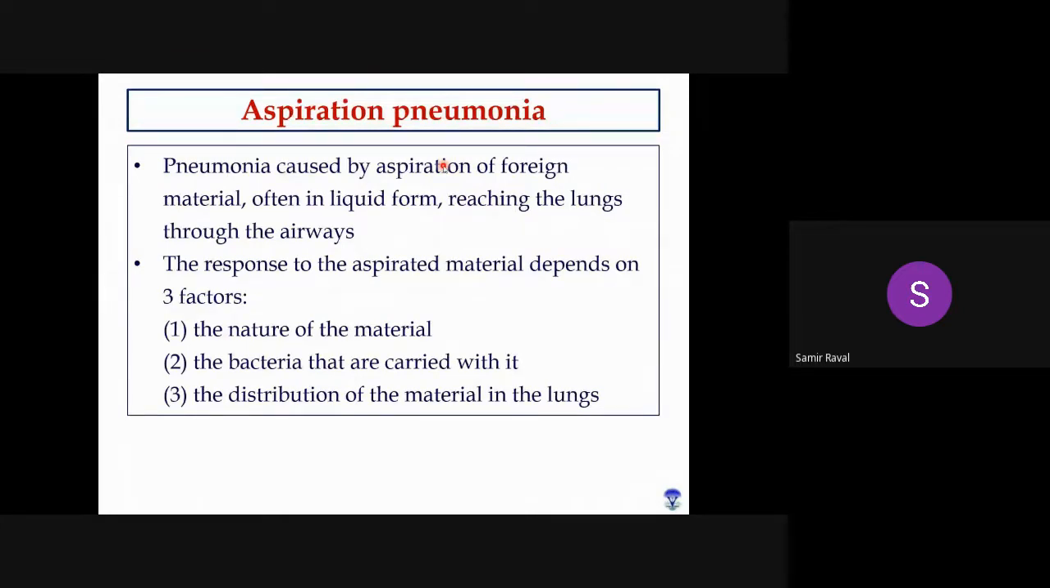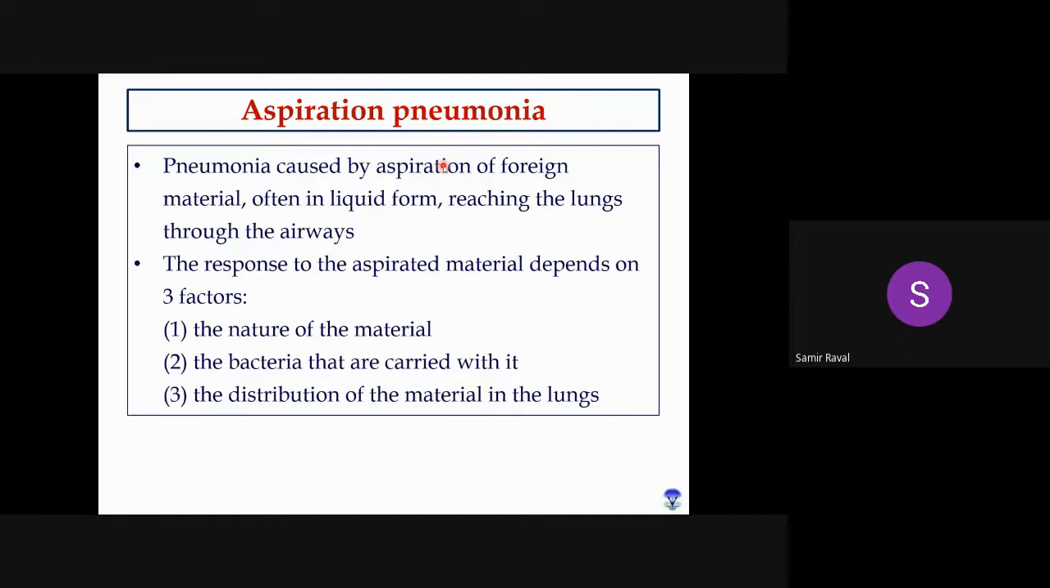Suppose you are drenching sterile water. In that case no major bacterial pathogens are present, so it will produce very little effect. But suppose it contains many pathogenic or strong bacteria. In that case it will reach the lungs, settle into the alveoli and produce severe pneumonia. And third is the distribution of the material in the lungs, right? If a small quantity of the material enters the lung, it will produce focal pneumonia. But if a large quantity is aspirated, it will distribute into many lobes of the lungs and produce a more severe effect.